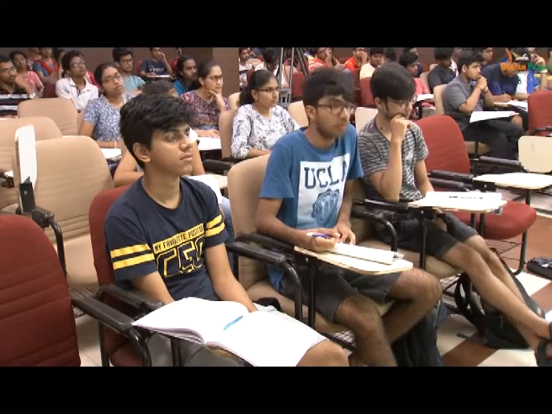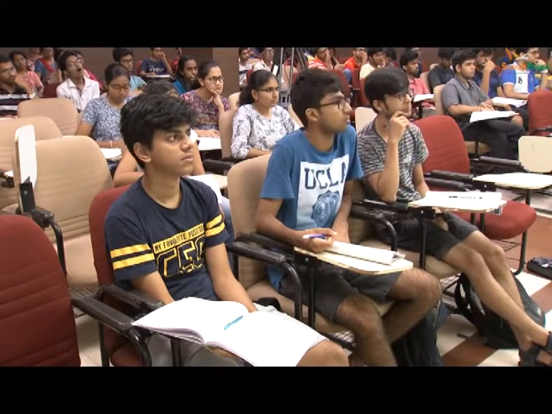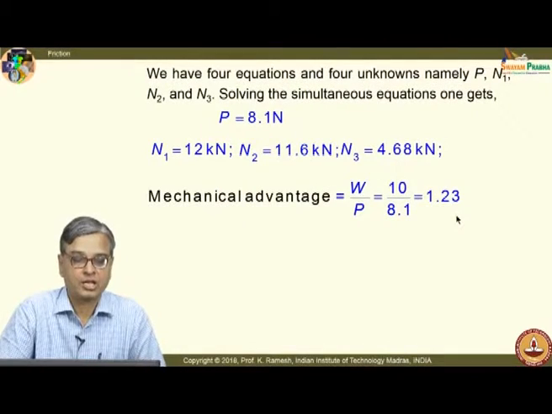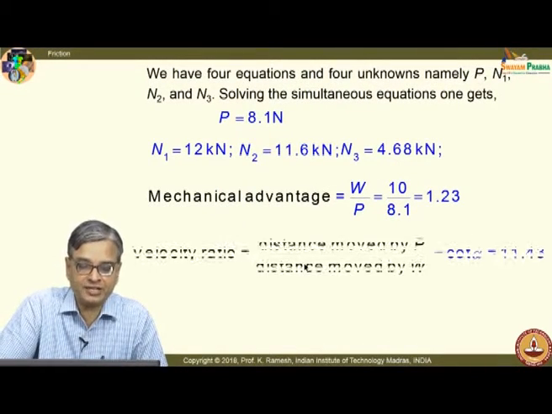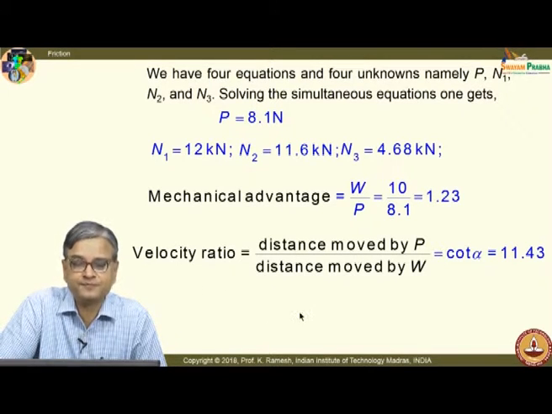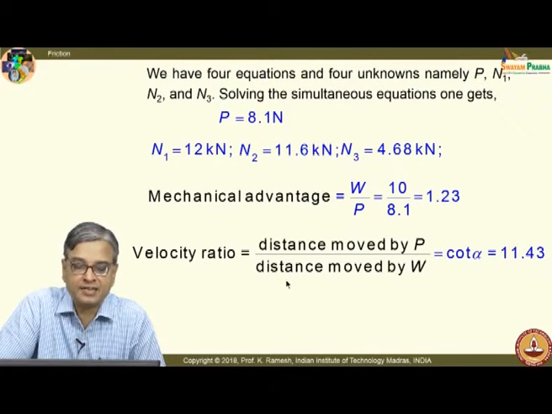We have already seen the mechanical advantage concept when we looked at the crimping tool, that's again classified as a machine. My effort is something that gets magnified many times. And you also have another definition. These are definitions. I have what is known as velocity ratio, distance moved by force P and distance moved by the block W, that's given as cot alpha, that is 11.43.